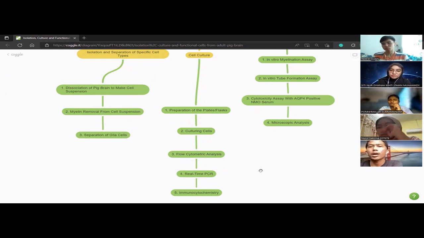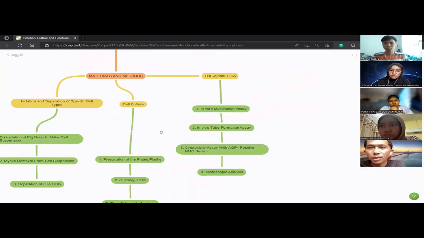immunocytochemistry. And for the next part is, can you zoom it next?